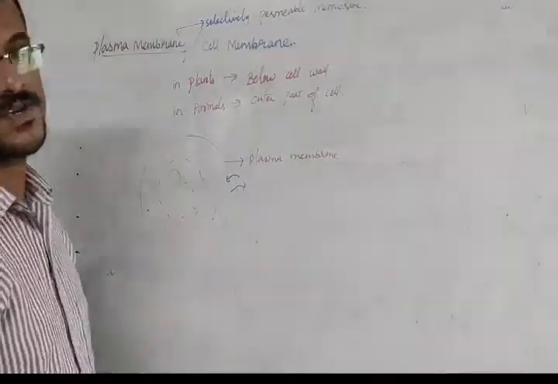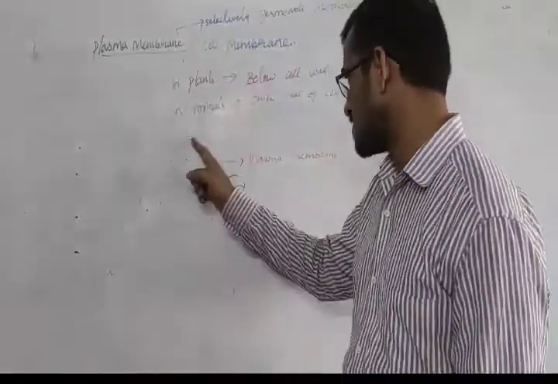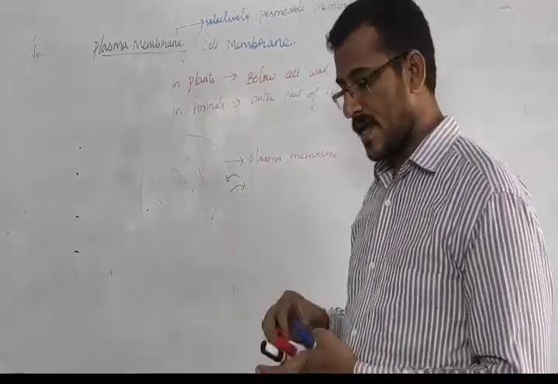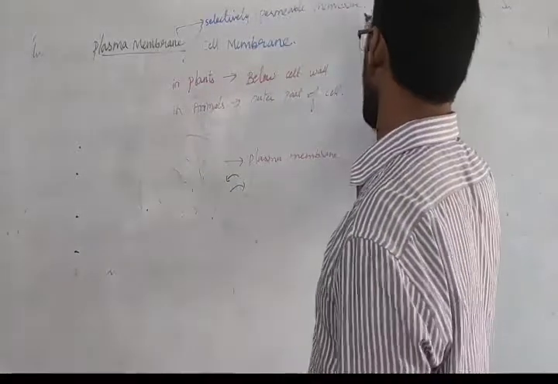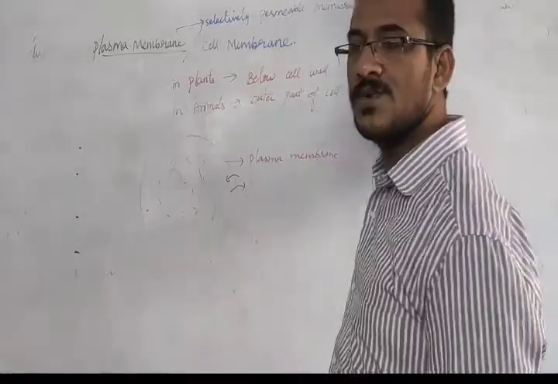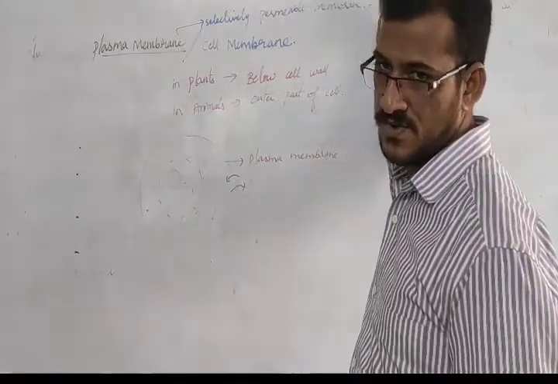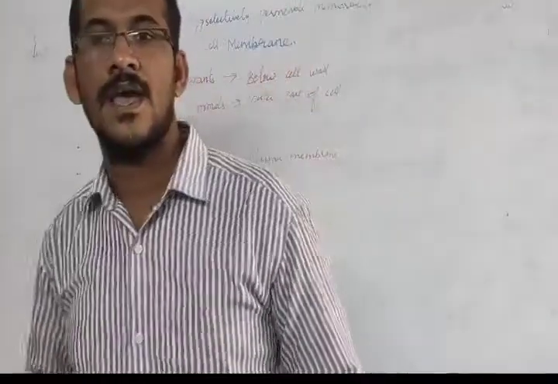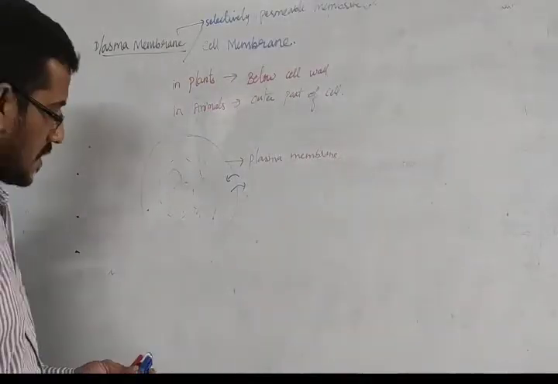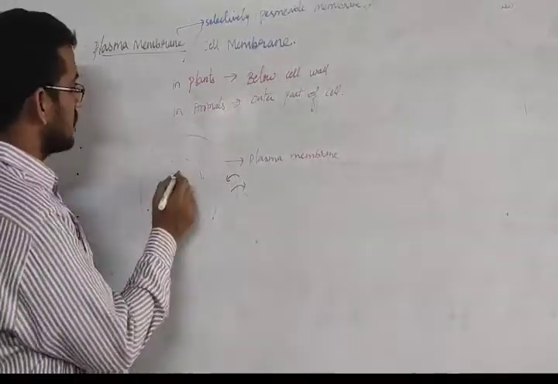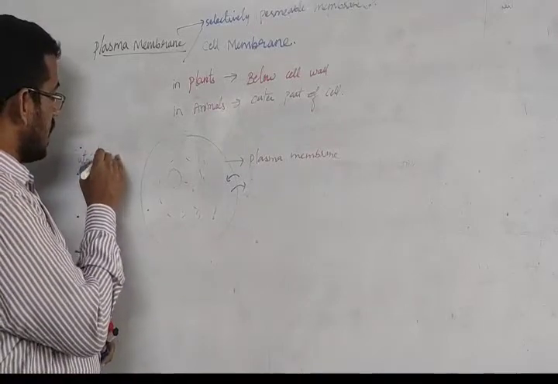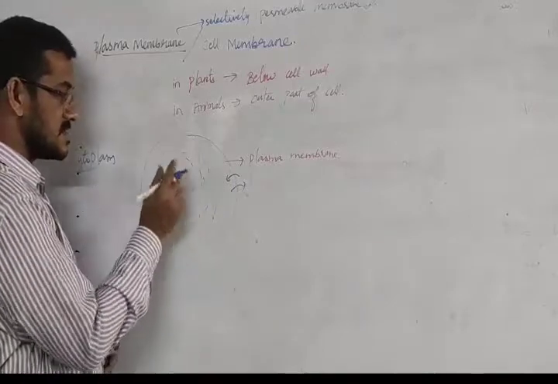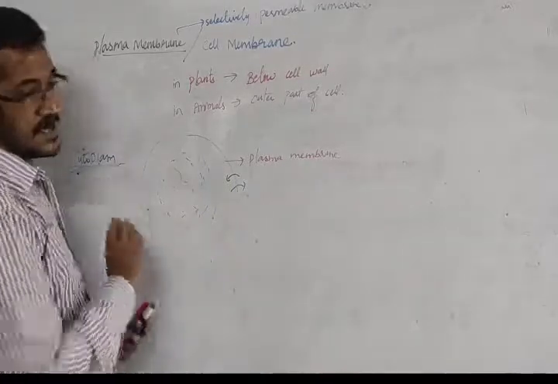So what is the function of the plasma membrane? It gives shape in the case of an animal cell, it protects the inside parts, and it selects only a few things. It allows only a few things to come inside and go outside. That's why it is called a selectively permeable membrane. Only 3 functions. Next comes cytoplasm. What is cytoplasm? Cytoplasm is the cell content, a liquid which contains all the cell organelles and the nucleus. So this is about cytoplasm.